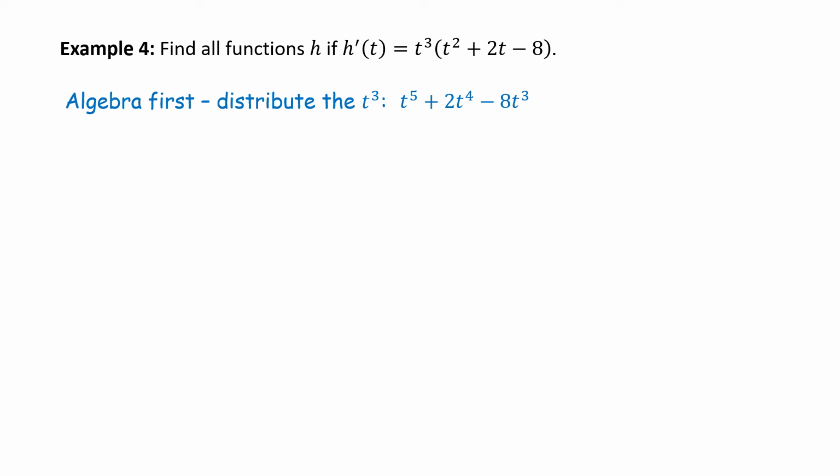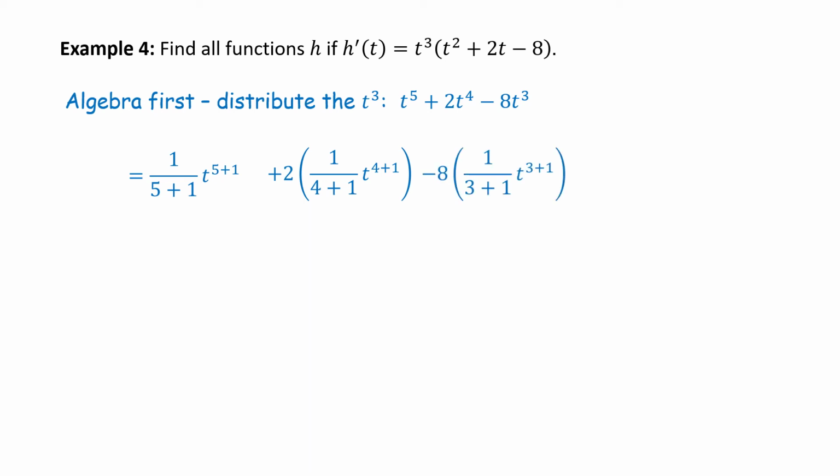Now we can use the power rule for antidifferentiation. We'll begin with 1 divided by 5 plus 1, times t to the power of 5 plus 1. Moving to the right, we'll have a constant of 2 times 1 divided by 4 plus 1, t to the power of 4 plus 1 as well. Continuing to the right, you have minus 8, that's the constant, 1 divided by 3 plus 1, t raised to the power of 3 plus 1 as well. And remember the plus c.